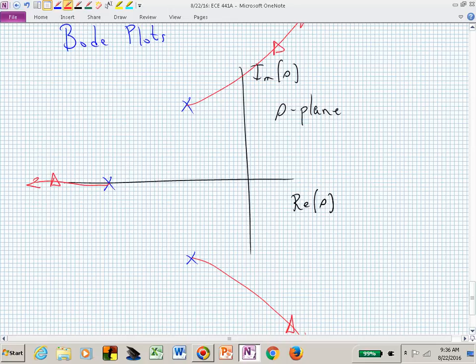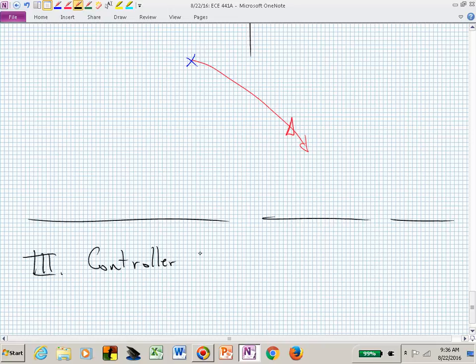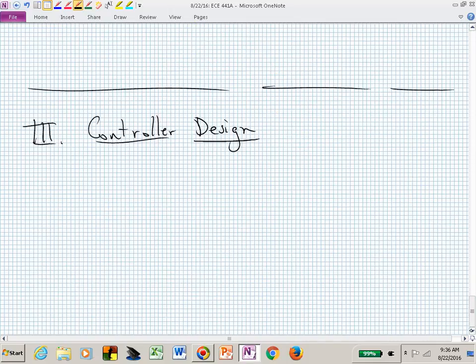So we might have to introduce a controller to try to pull those poles, or those red root locus branches, back into the complex left half plane and guarantee stability for that particular system. And that's what the third part of the course is going to be about: controller design. Now we get to play with block diagrams.